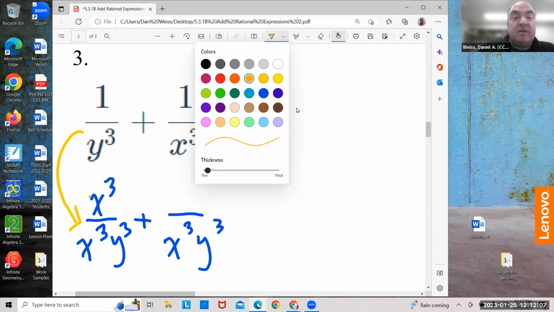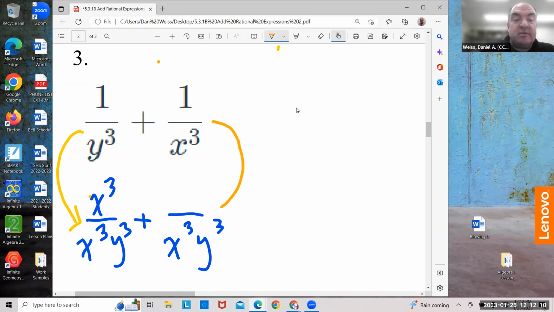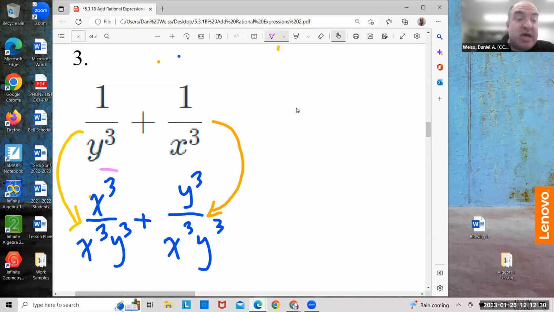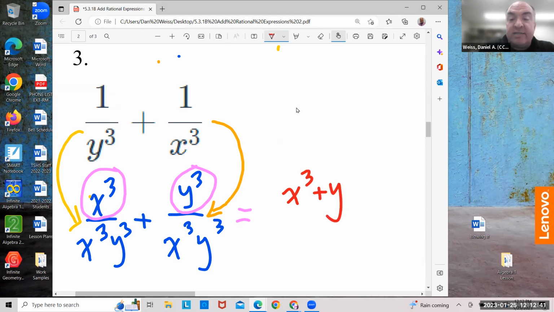What does this guy get multiplied by to make that one? X to the third gets multiplied by y to the third, right? So what's 1 times y to the third? That would be 1y to the third, right? And once again, are these two guys like terms? No, they're not. So just write your answer: x to the third plus y to the third over x to the third, y to the third.